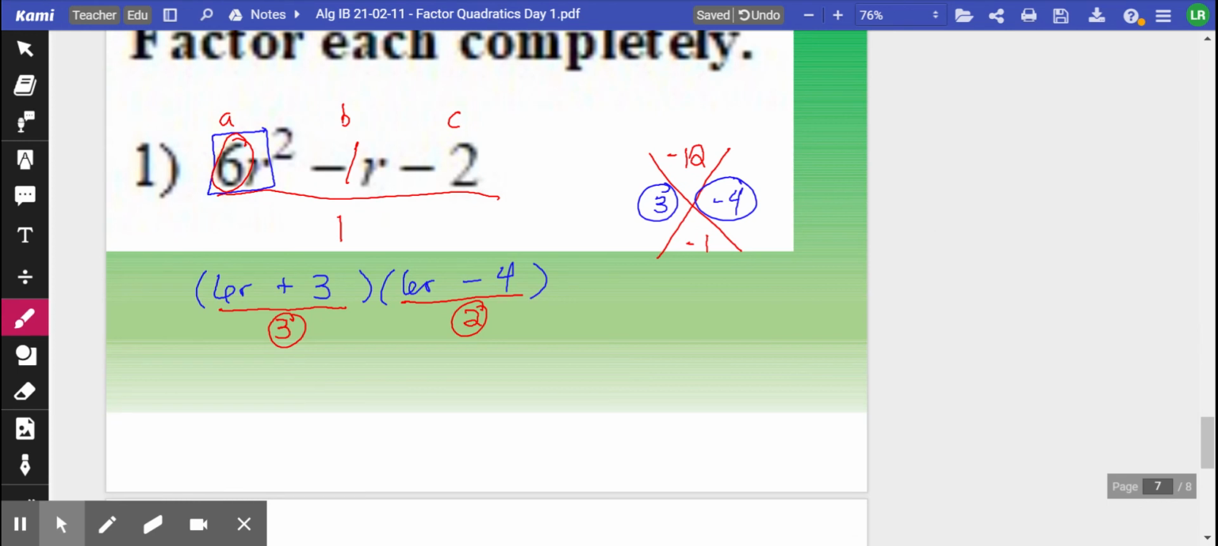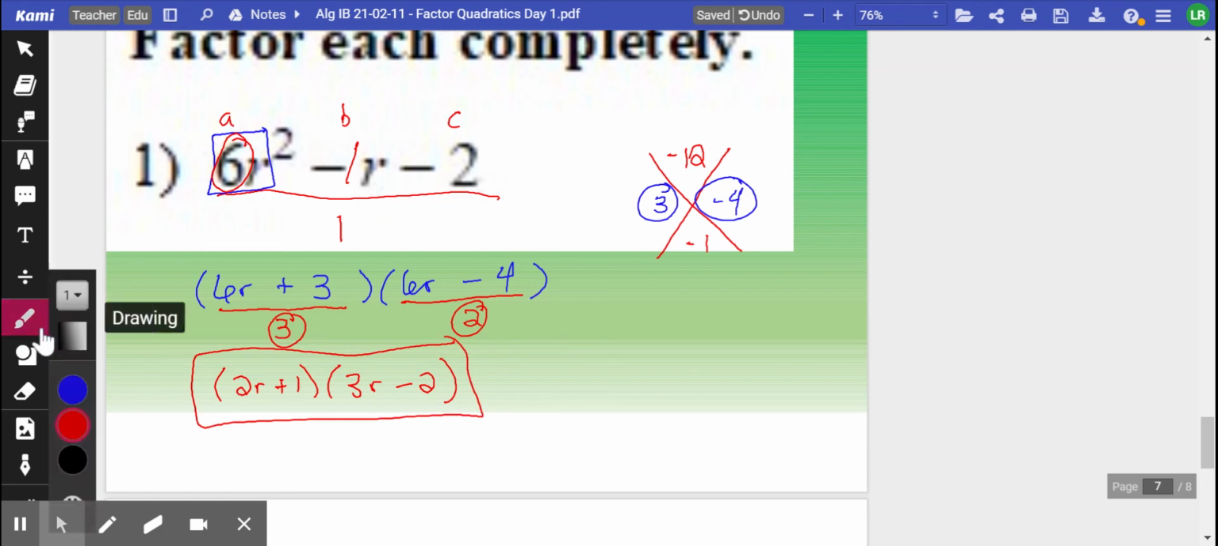And let's go ahead and write out my factored form then. Divide both of these by 3. That's going to be 2r plus 1. Divide both of these by 2. And that's going to be 3r minus 2. And that's our factored form.